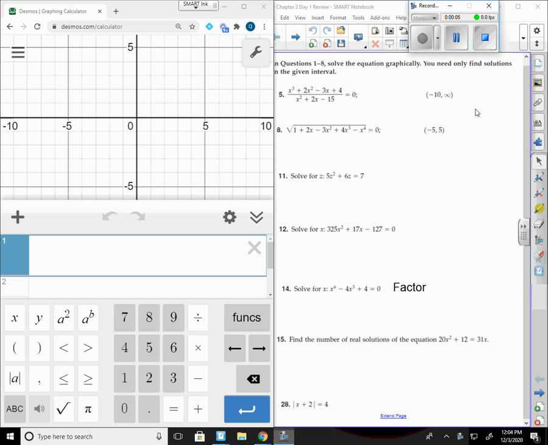There was a question last night about the homework. So let's go ahead and look at number 5. We just need to interpret this graphically. So we're going to do x to the third.